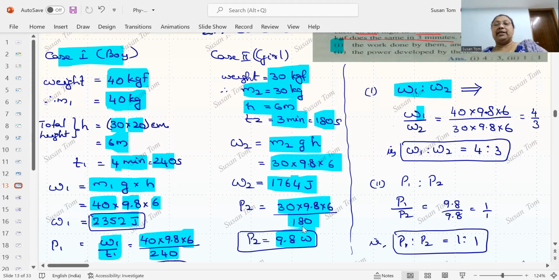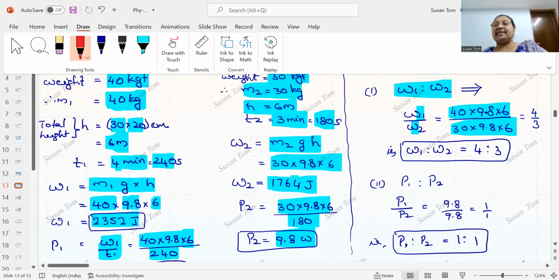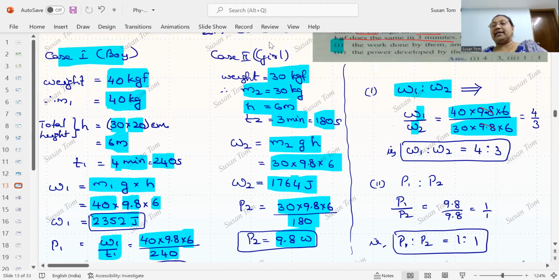Yeah, first part of the question, comparison of their work done, W1 by W2. I keep them as expression so that we can easily get them cut. 9.8, 9.8, 6 and 6, then 0 and 0, 4 by 3, which is 4 ratio 3. We will answer. Power, 9.8 watt over 9.8 watt, 1 by 1, so 1 ratio 1.